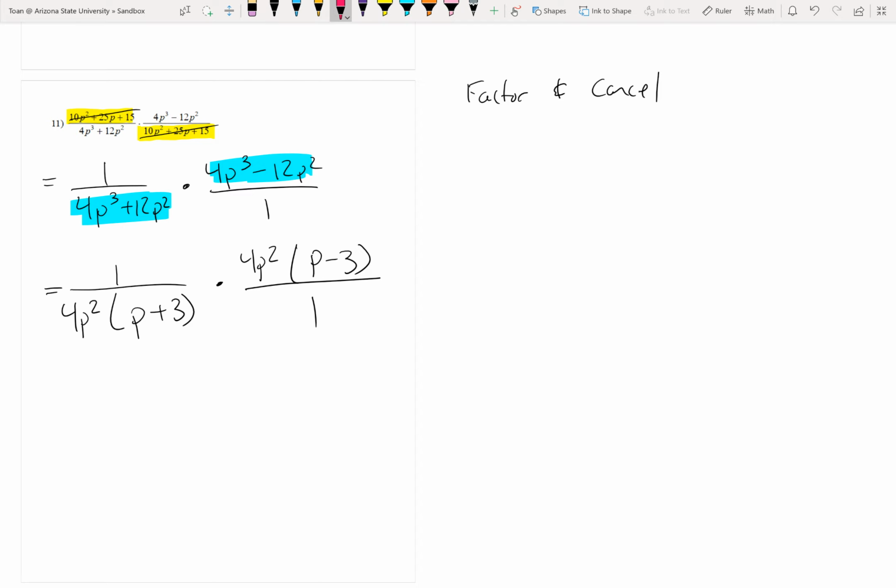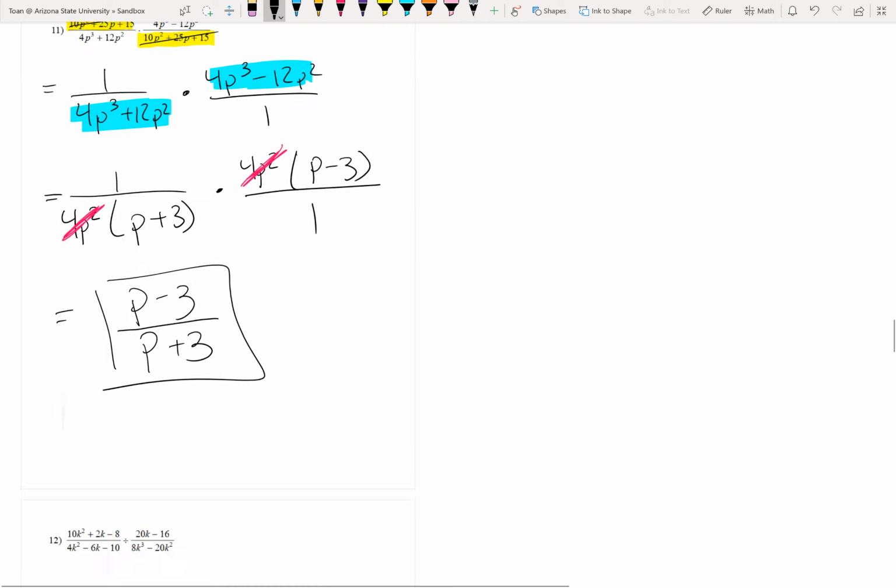Hopefully everyone can see that the 4p squares will cancel out. And then all that's left over is a p minus 3 on top and a p plus 3 on the bottom. So multiplying and dividing rational expressions, all it is factor and cancel.